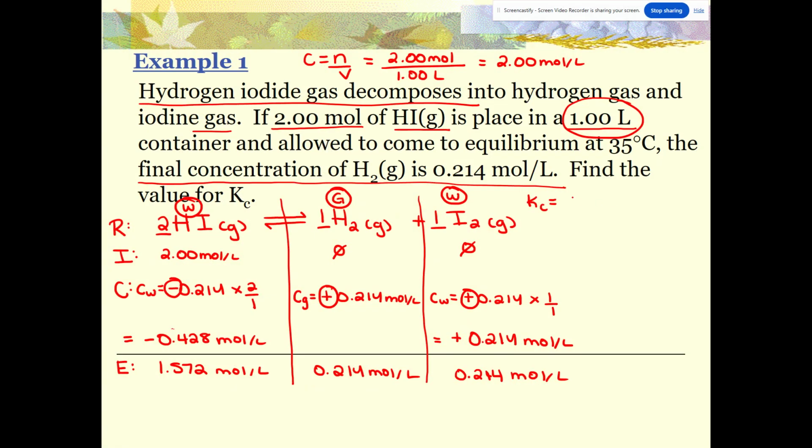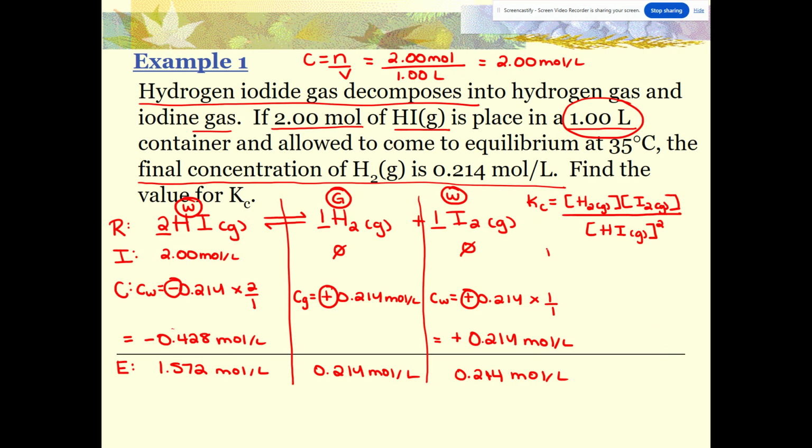If I write my expression without putting any numbers in, it would be my hydrogen gas, my iodine gas. It's always products over reactants. These have no exponents because they have no balancing coefficients, or you can say they have an exponent of 1 if you wanted to. Over HI gas, which does have an exponent of 2 because it has a balancing coefficient of 2.